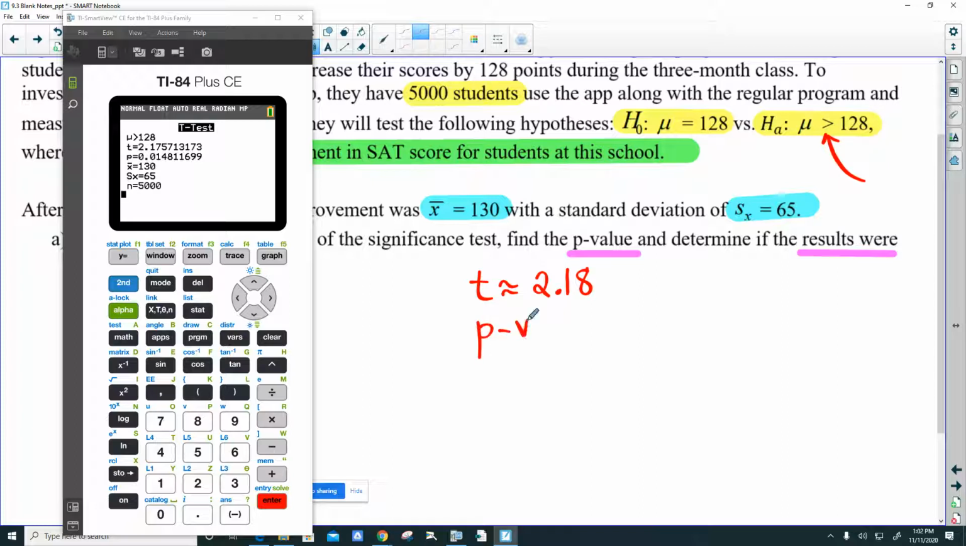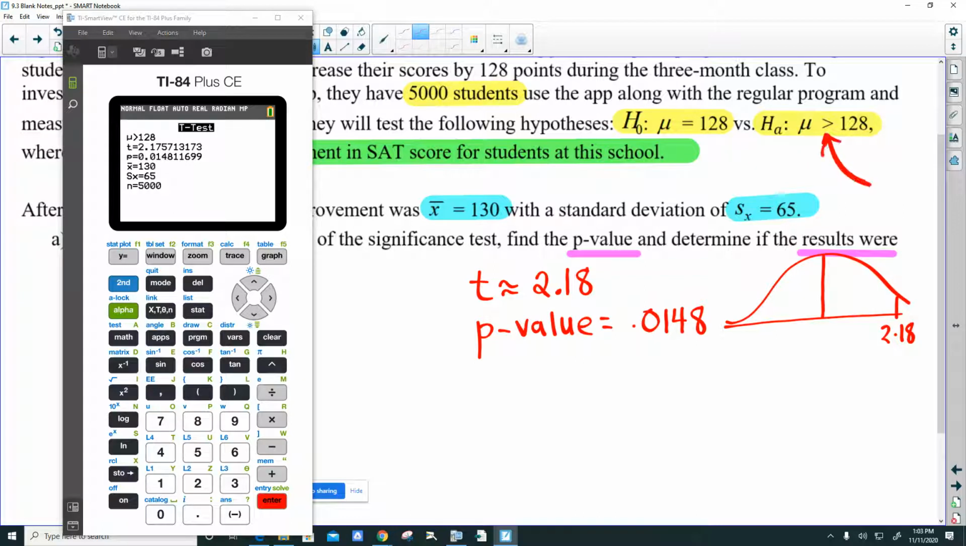The p-value, okay, this would be the shaded area, 0.0148. Okay, so if I were drawing a picture of this, here's my t-curve. I got my t-score over here, 2.18. It said this was a one-sided, it's a greater than, so I'd be shading everything to the right. That p-value represents that area right there.